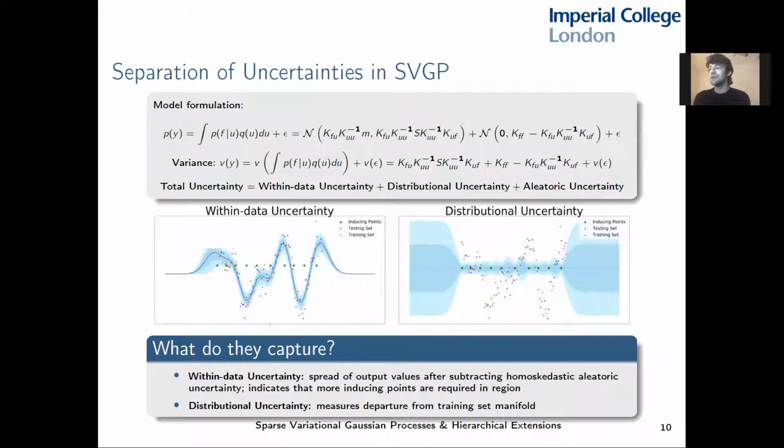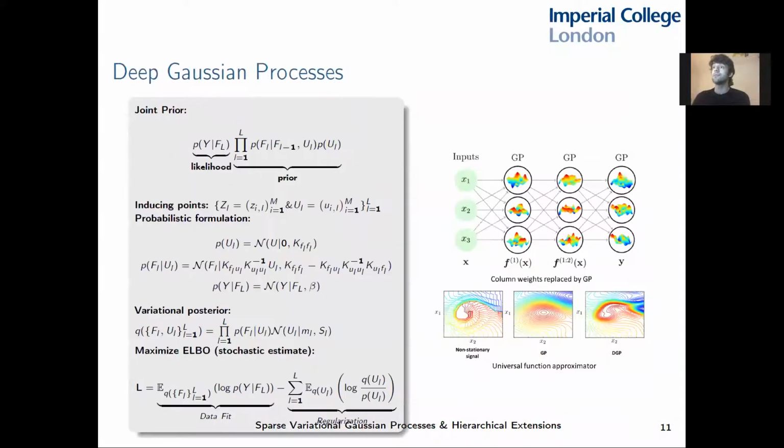If we look at the figures, we can easily spot the conceptual difference between them, namely that within-data uncertainty is tasked to cover the spread of output values after subtracting homoscedastic aleatoric uncertainty. This is in a regression setting, whereas distributional uncertainty is high outside of the data manifold, hence we can use it as a measure of out-of-distribution detection.